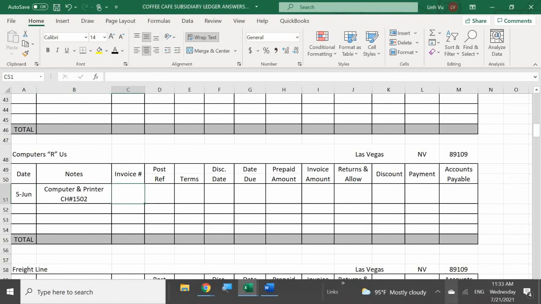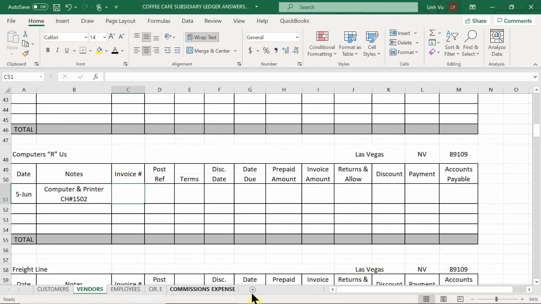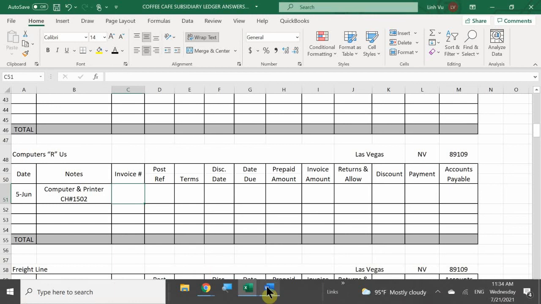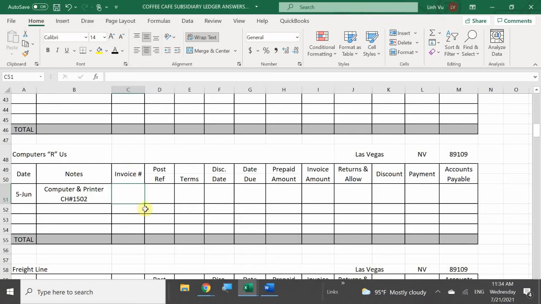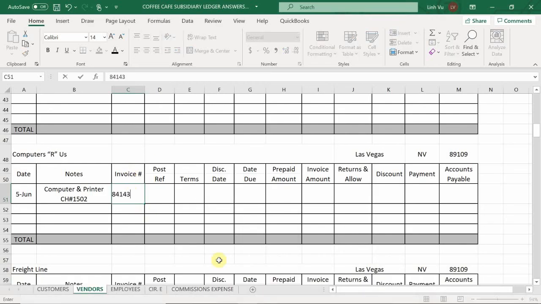Okay. Now, invoice number is the same thing as anything that you would see, so contract number, purchase order number, anything like that. In this case, my invoice number is going to be whatever my sales receipt was. Okay, so in this case, let's take a look. My sales receipt number was 84143. So 84143. And that's why it's important, because now when I have this, I need to attach or create a folder to keep a place where all of my receipts are going to be.